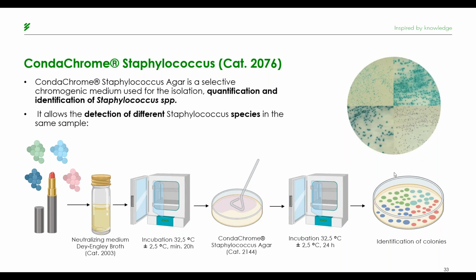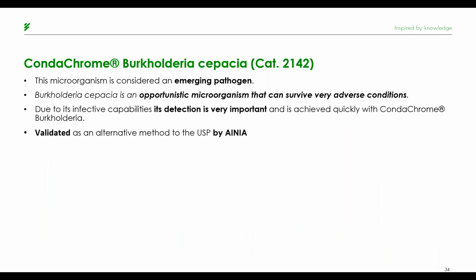So in only 24 hours and using only 2 agar plates, you can identify the 4 obligatory microorganisms recollected in the ISO standards. So you can simplify the process of detection in your laboratory by using our Condochrome line of products. But if you want to go a step further, you can also detect the emerging pathogen Burkholderia cepacia using our Condochrome Burkholderia product that detects Burkholderia cepacia in cosmetic products.